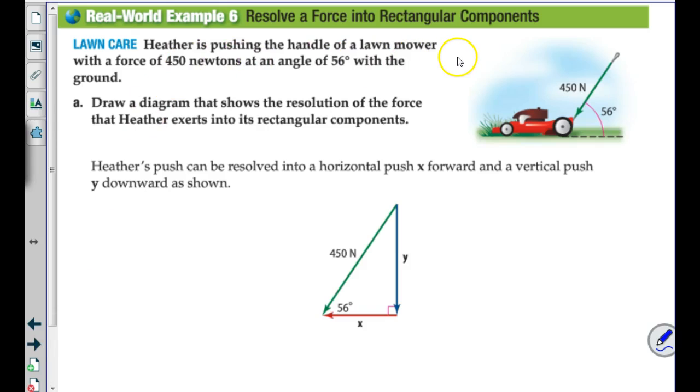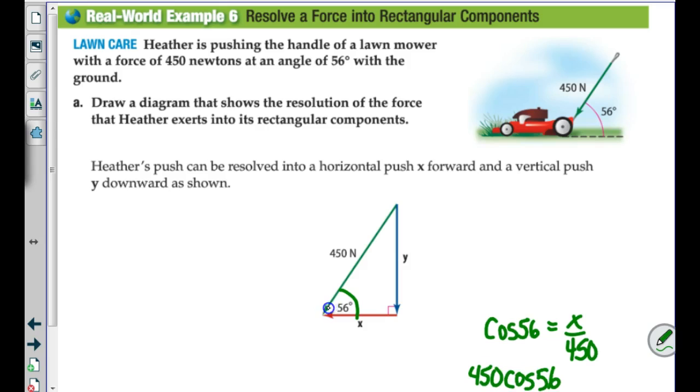So Heather's pushing the handle of a lawnmower with 450 newtons of force at an angle of 56 degrees with the ground. So if we wanted to find x, what trig function would help us find x right here? From this angle, this would be cosine, right? We would have the cosine of 56 equals x over 450, or 450 cosine of 56 would be the horizontal component. Everybody good? What about the vertical component here?